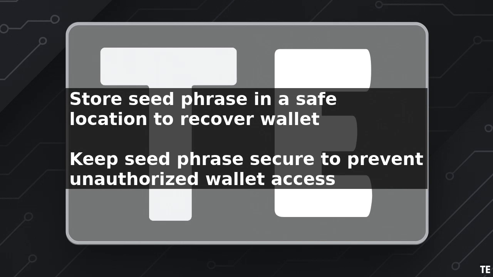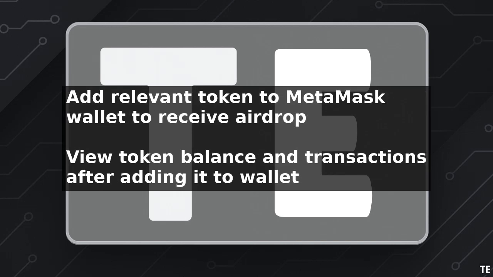After setting up your wallet, you will be taken to the main interface of MetaMask, where you can see your account balance and transaction history. To receive an airdrop, you need to add the relevant token to your MetaMask wallet. To do this, click on the Add Token button and enter the token address or search for the token name. Once you have added the token, you can view its balance and any transactions related to it.